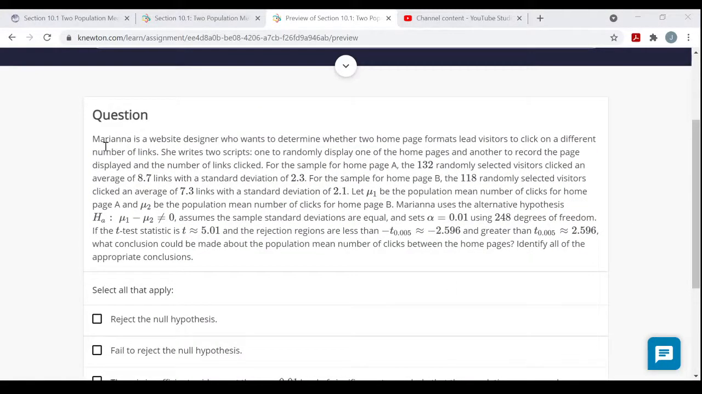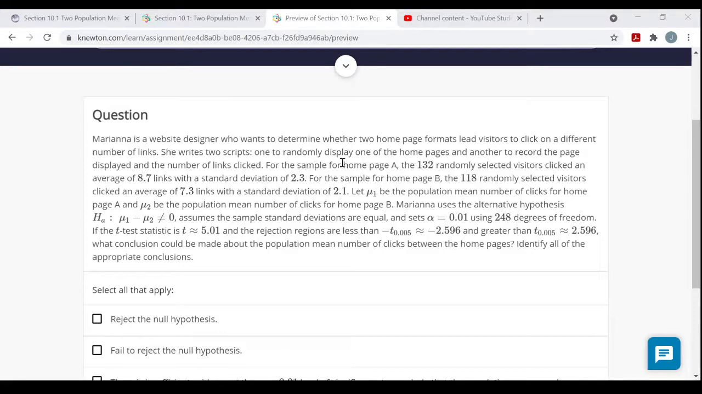Alright, so here's the question. Mariana is a website designer who wants to determine whether two homepage formats lead visitors to click on a different number of links. So she writes 2 scripts, one to randomly display one of the home pages and another to record the page displayed and the number of links clicked.